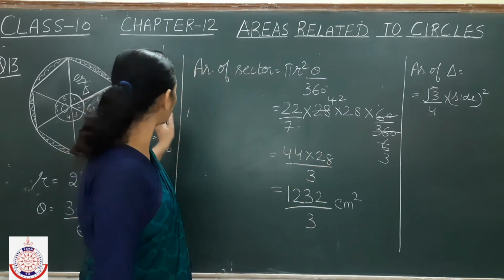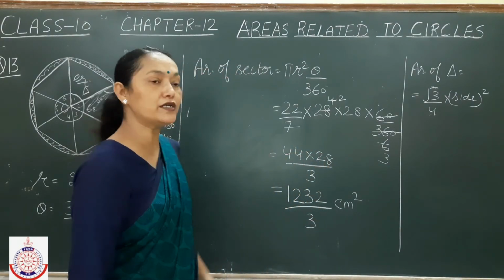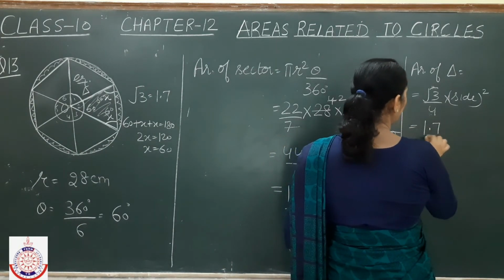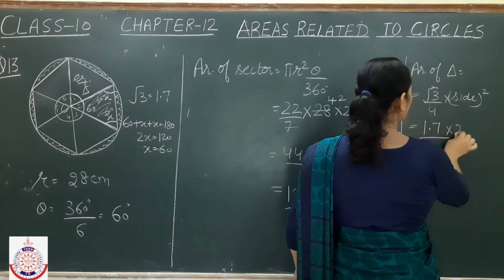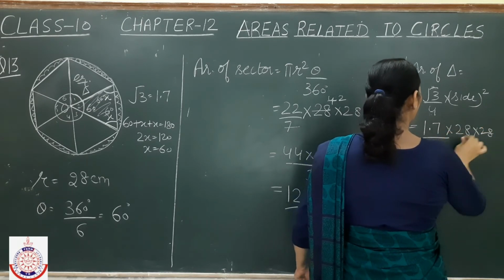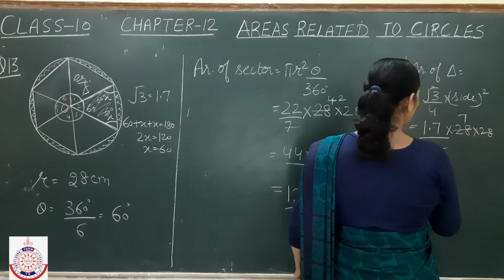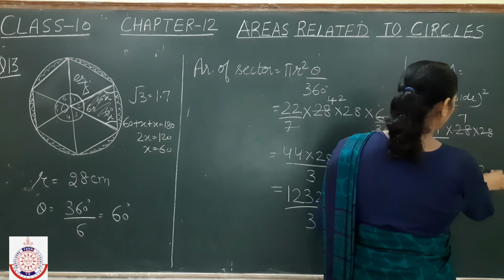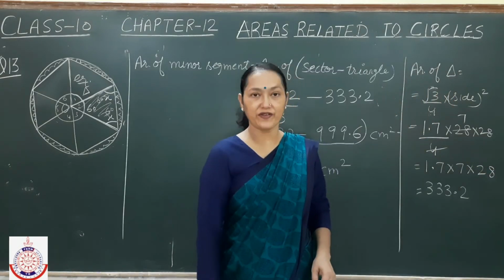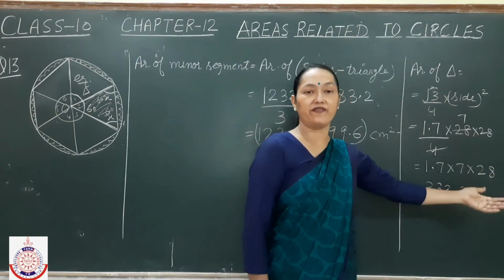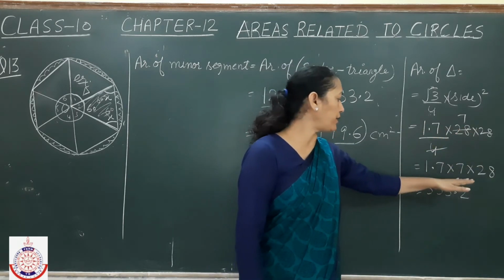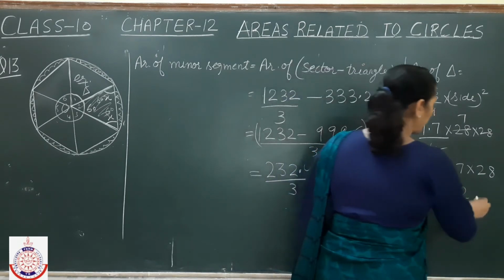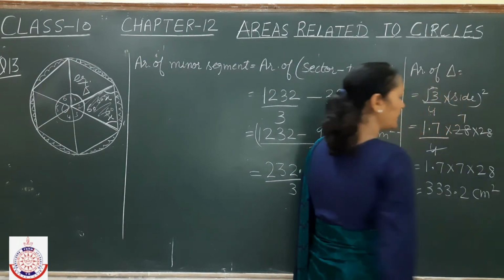Side is same as radius. So this will be root 3, root 3 is 1.7, upon 4 and side is 28. So we have obtained 1.7 into 7 into 28. After multiplying 28 into 7 into 1.7, I have obtained 333.2 centimeters square. This is the area of the triangle.